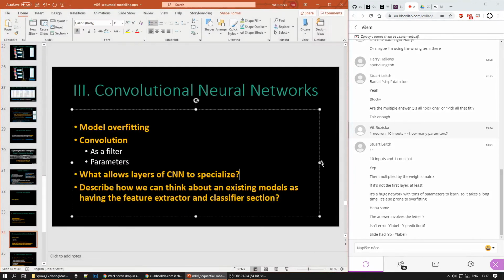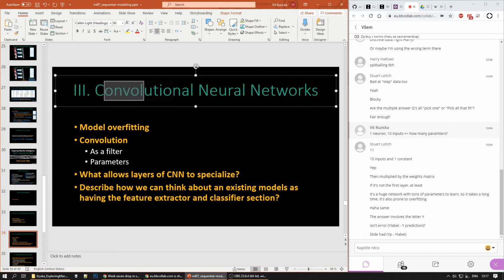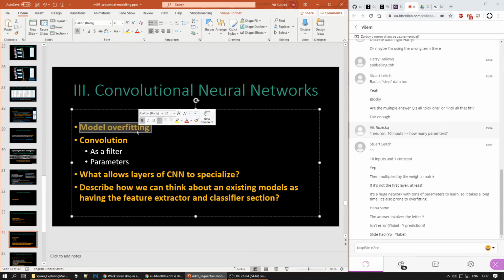So let's continue to the next bit, to the convolutional neural networks, and almost following the questions from the last slide, let's talk about model overfitting. Well, first, what is model overfitting actually?